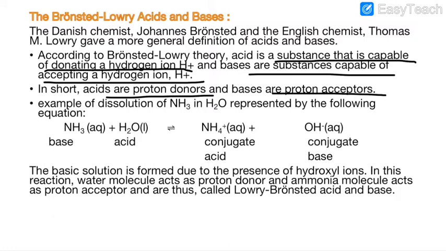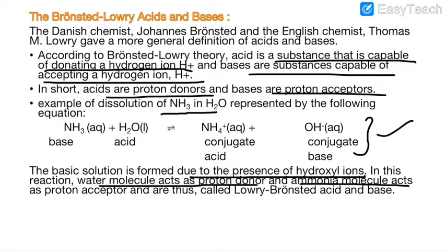For example, when we dissolve NH3 in water, we can express it with the help of this equation. NH3 in presence of water converts into NH4 plus ion and OH minus ion. The basic solution is formed due to presence of hydroxyl ion. In this reaction, water molecule acts as a proton donor and ammonia molecule acts as a proton acceptor, and thus they are called Lowry-Bronsted acid and base.